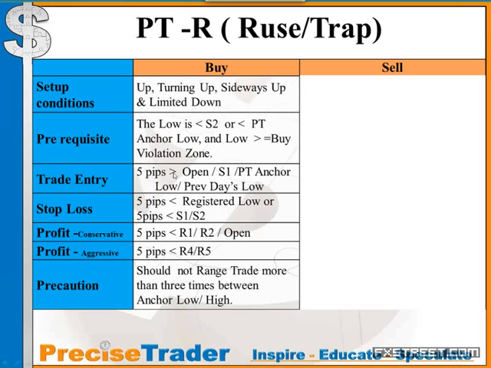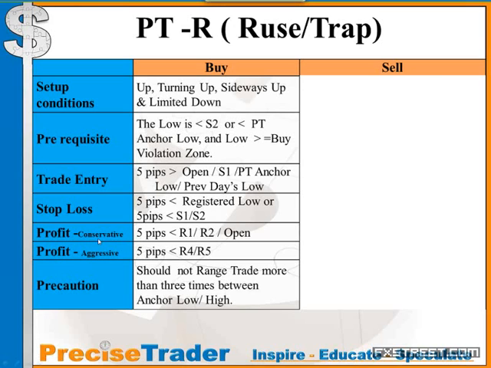The trade entry is 3 or 5 pips greater than open, again greater than S1, greater than anchor low, or greater than previous day's low. If any one of these conditions is fulfilled, you can still go. So again, you use open as a benchmark. Here, the stop loss is 5 pips less than the registered low, or 5 pips less than S1 or S2, depending on the condition. Again, if you want to revise your stop losses, you may do so.